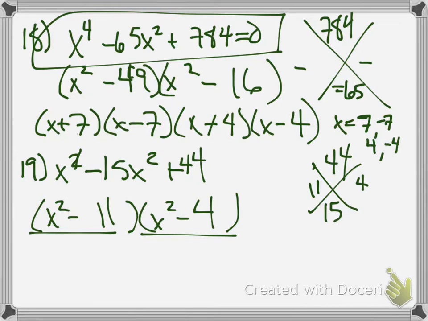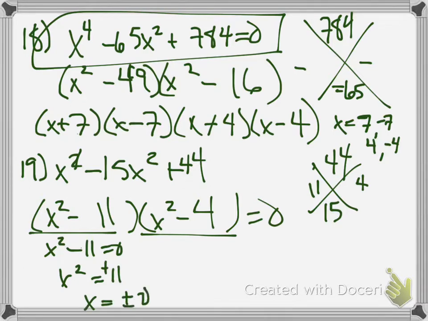Same thing here, although technically since I had set these equal to 0, I can say x squared minus 11 is equal to 0, x squared is equal to 11. Then that means take the square root, plus and minus, the square root of 11. Same thing here with the 4, and that would give me x is equal to plus and minus 2, because the square root of 4 is 2.